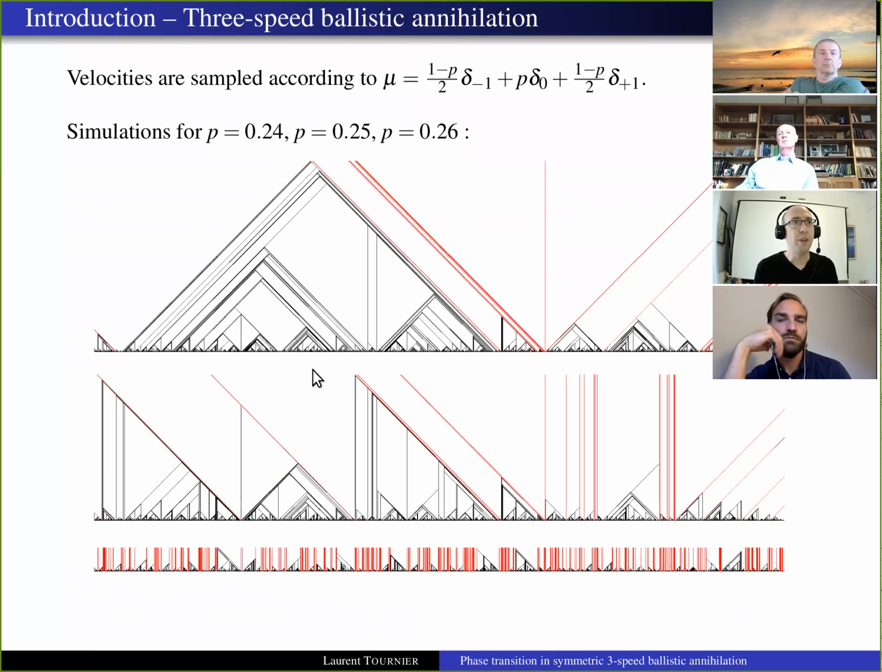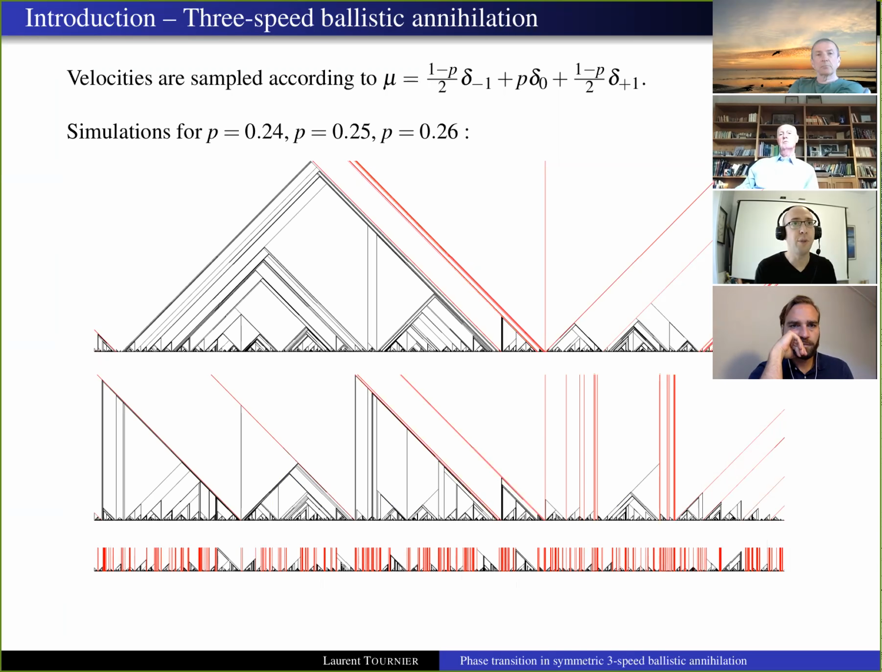At 0.25, just below, you have more of an equilibrium. In the middle, you have a series of static particles surviving. And as soon as you get to 0.26, the situation becomes strikingly different. You have an overwhelming proportion of surviving static particles.